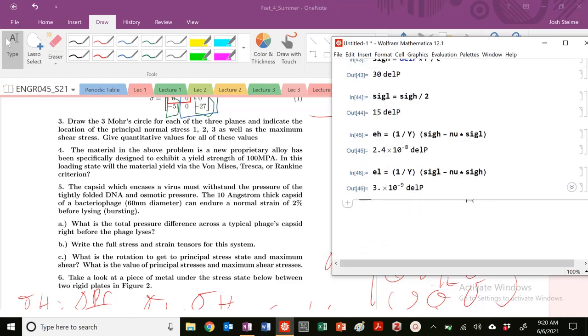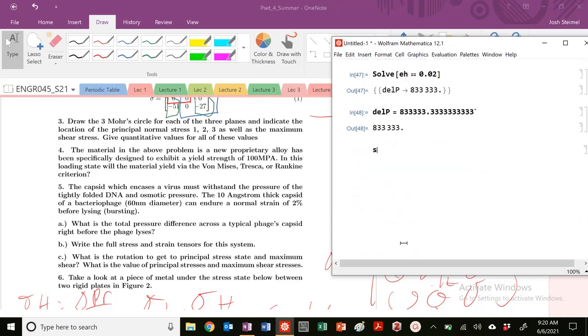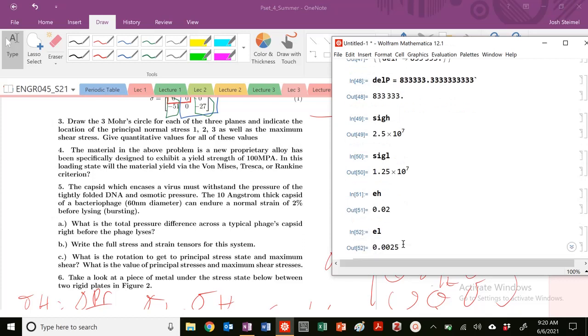When it says it can endure a normal strain before lysing, the largest strain will always be epsilon H, our hoop strain. So I'm going to solve for delta P when this is equal to 2%, so 0.02. Solving gives me del P, my pressure. Once I have my pressure, I can write out all my stress and strain quantities quantitatively: sig H, sig L, epsilon H, epsilon L. So we've got the full stress and strain tensor.